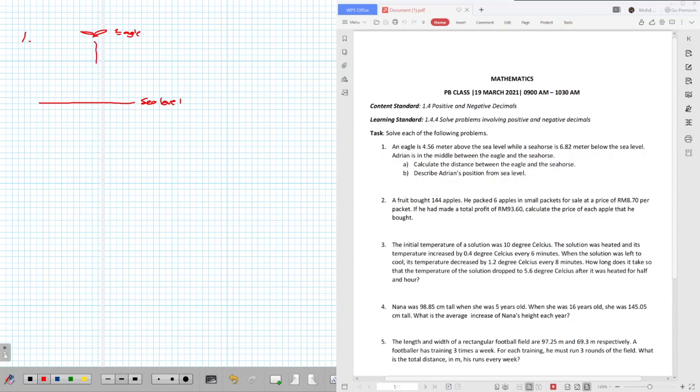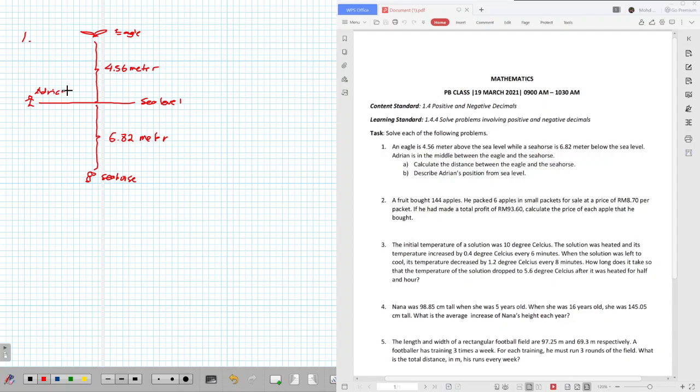The distance between the sea level and the eagle is 4.56 meters. Then below the sea level there's a seahorse, and the distance between the sea level and the seahorse is 6.82 meters. Adrian is in the middle between the eagle and the seahorse. So let's say this is Adrian.